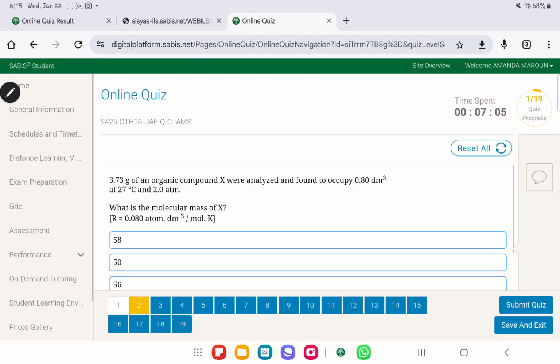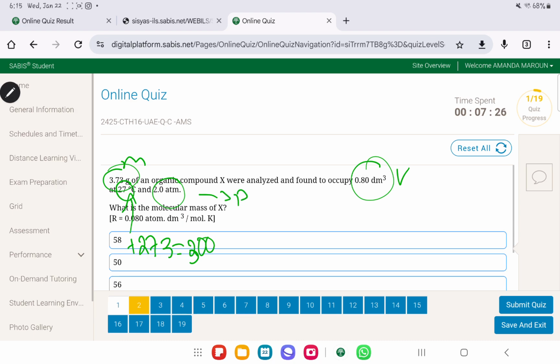Moving on to question number 2. We are given the mass in grams, okay? We are given the volume. We are given the temperature in degrees Celsius, so we change it to Kelvin by adding 273, which gives us 300. We have 2 atmosphere. This is our pressure. They need us to find the molecular mass.